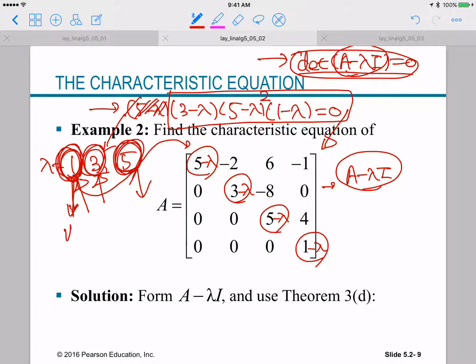Okay, and multiplicity is what? What is it called in Korean? Multiplicity.